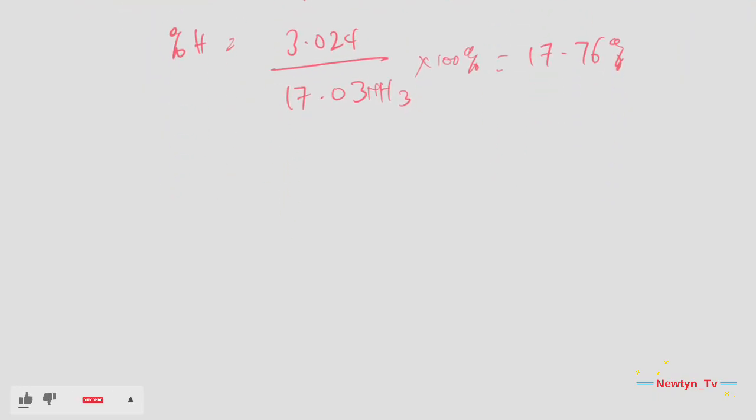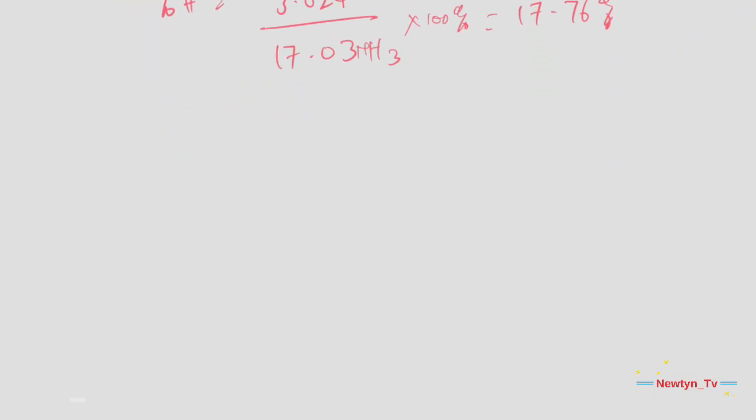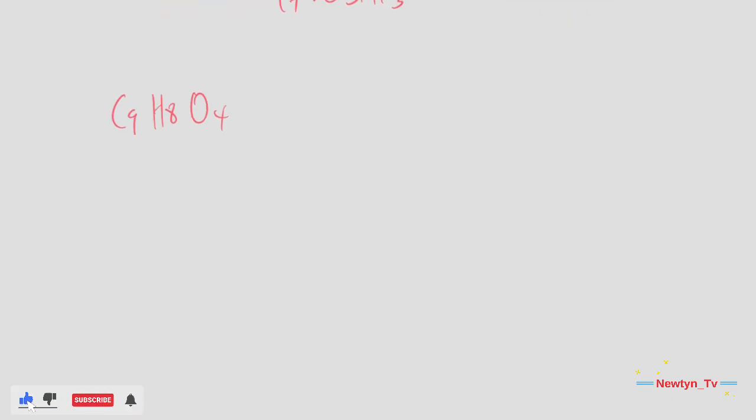Now let's look at another example. Let's say we have aspirin. The molecular formula is C9H8O4. So what is the percent composition? To look at that, we have to calculate the total mass. We have to know the total mass.